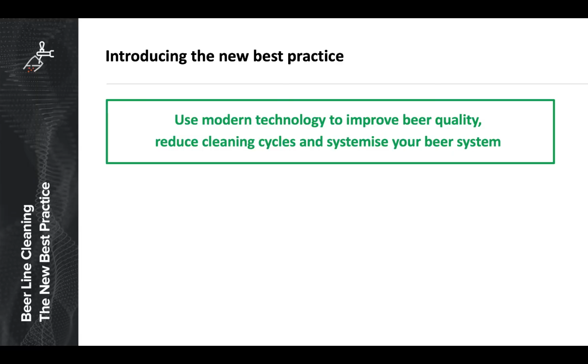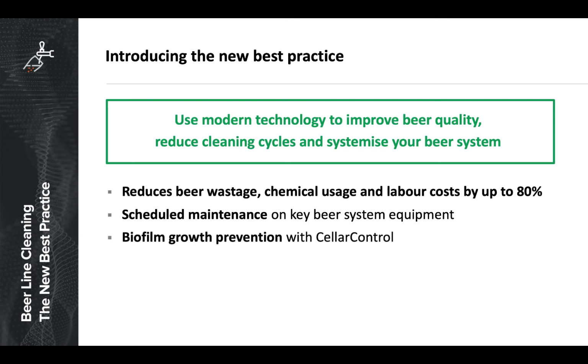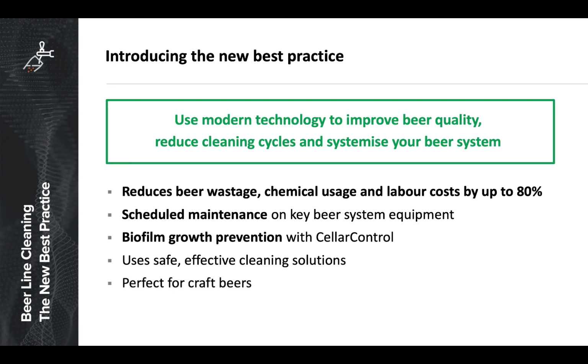Introducing the new best practice. It uses modern technology to improve beer quality, reduce cleaning cycles, and systemize your beer system. It reduces beer wastage, chemical usage, and labour costs by up to 80%. It has scheduled maintenance on key beer system equipment. It has biofilm growth prevention with CellarControl. It uses safe, effective cleaning solutions such as multi-enzymatic cleaners. It's perfect for craft beers, and it's scientifically proven to improve beer quality.